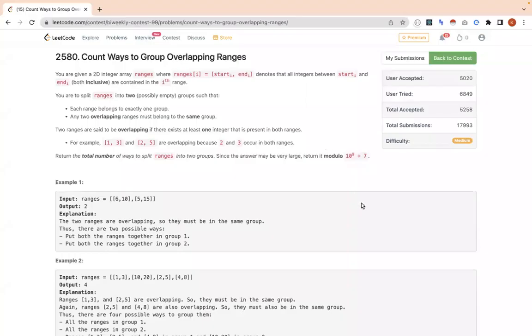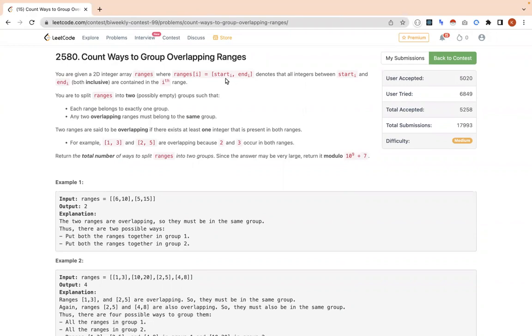So we'll start with this question: count ways to group overlapping ranges. The question is very simple. Here we are given an array of ranges. Each range will have a start and end value.